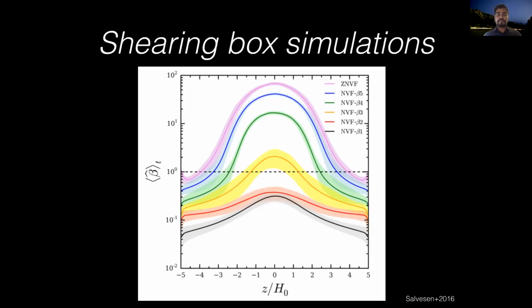From top to bottom, you are seeing the beta, which is the ratio of gas pressure to magnetic pressure. If you keep increasing the magnetic field strength, you see the beta going 5, 4, 3, 2, 1. If you have a net vertical field, say this last one, the strongest field configuration, the black one, it reaches a beta parameter of 0.2 or 0.25, meaning that you can produce a large magnetic field if you seed it with a net vertical magnetic field.